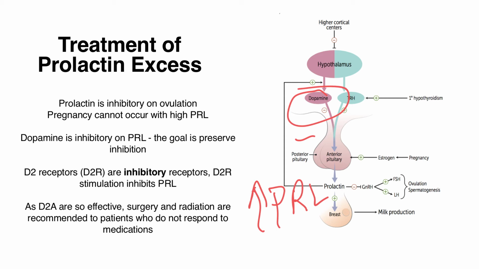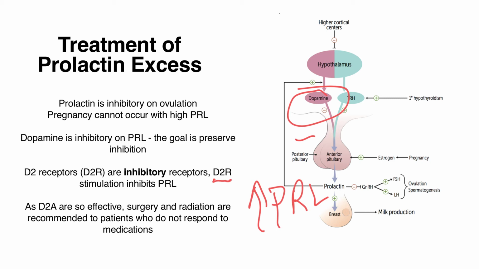The inhibitory receptors in the body generally have an even number associated with them. So the medications we use to target the dopamine system to decrease prolactin in hypersecretory states act on the D2R, or the dopamine type 2 receptor. So we give medications that stimulate an inhibitory receptor. What we are doing is promoting the inhibition of prolactin.